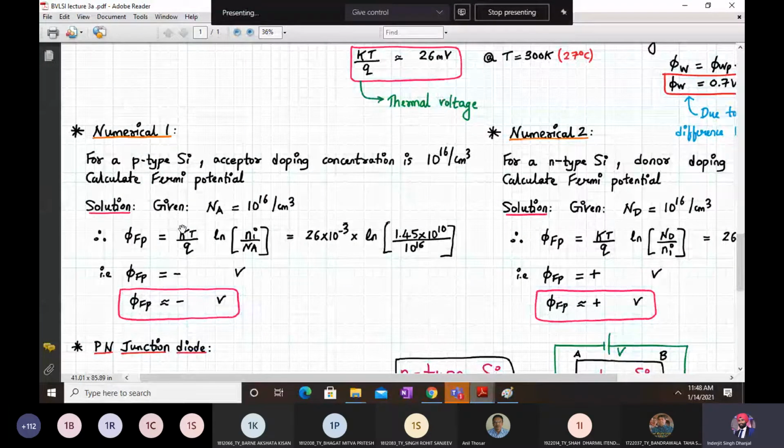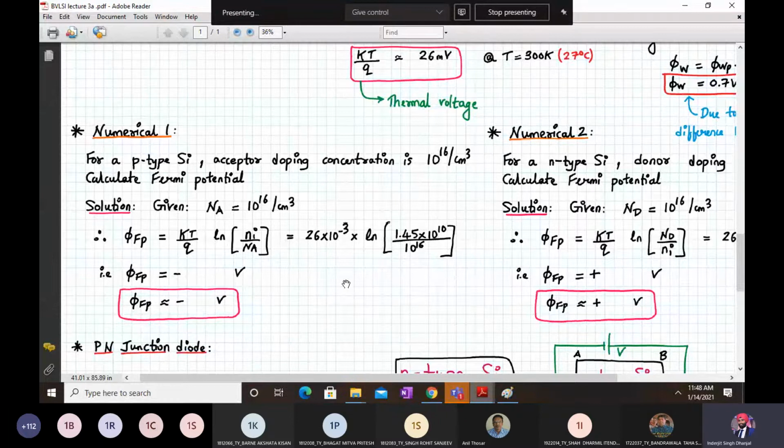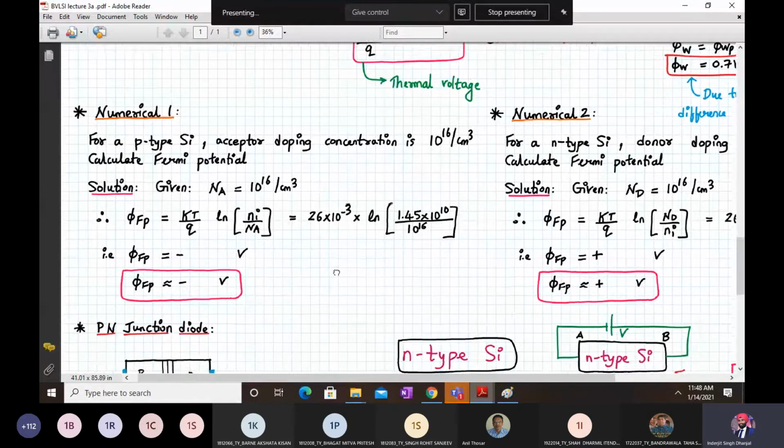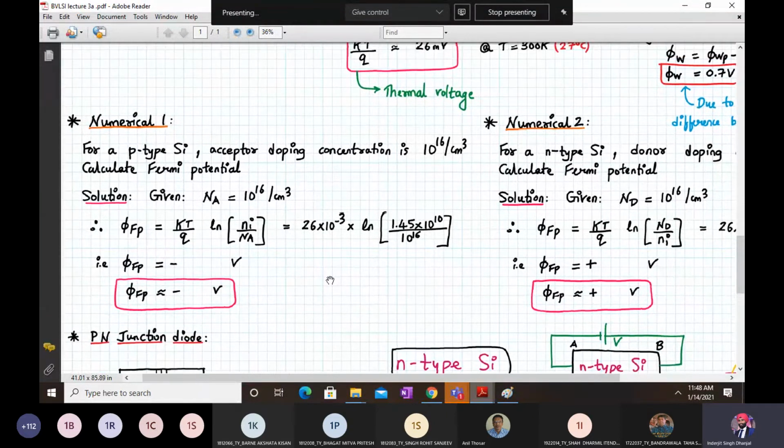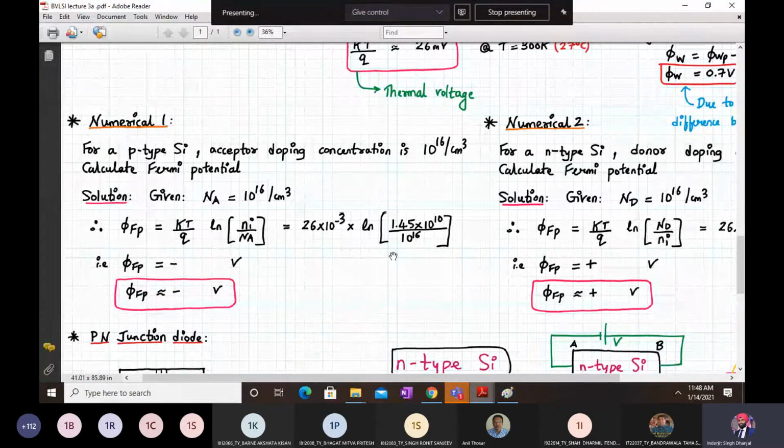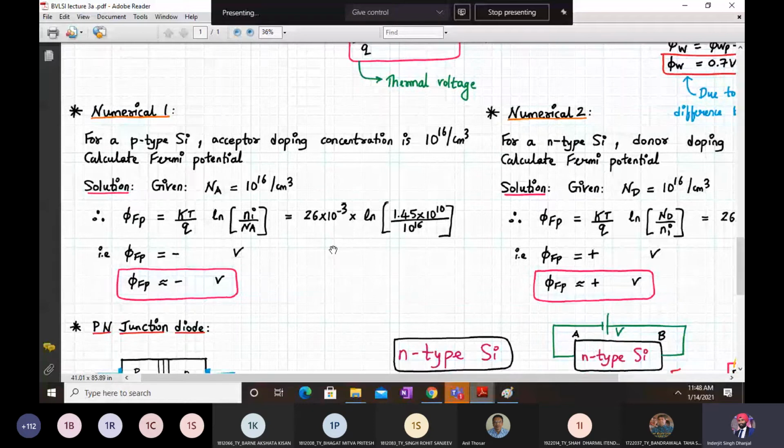We have just now seen what kT by Q is. Ni I gave you last time. The constant value was given last time. Now come on, please find this value fast. I'll give you around 30 seconds. Please type your answers in the meeting chat. Always have a habit of writing it. Don't directly substitute in a calculator, write it once and then substitute. Phi Fp value, what's the value?